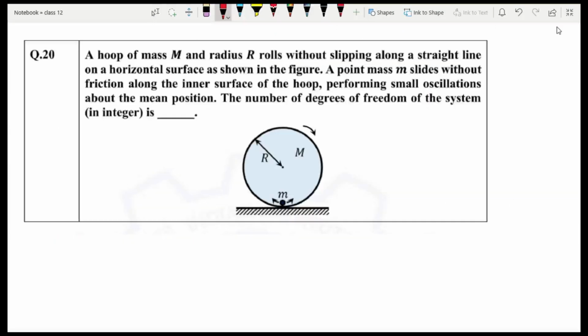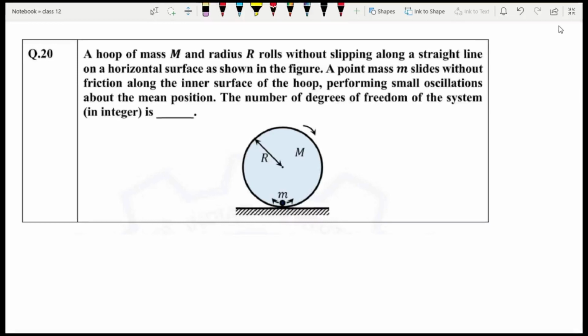A hoop of mass m and radius r rolls without slipping along a straight line on a horizontal surface as shown in the figure. A point mass m slides without friction along the inner surface of the hoop, performing small oscillation about the mean position. The number of degrees of freedom of the system is. In the question, they have asked us to find what is the degree of freedom of this system.